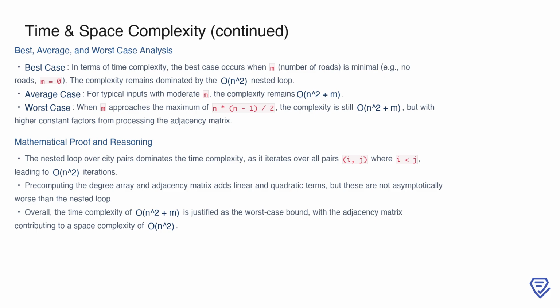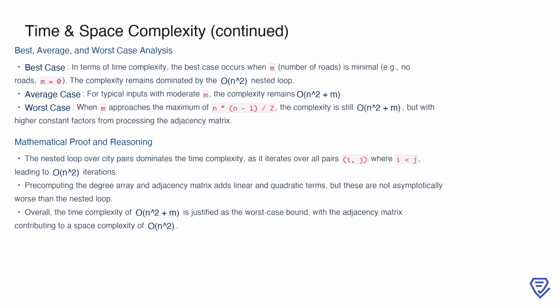In the best case, where there are no roads at all, m equals 0, the time complexity is dominated by the nested loop over city pairs, which is O(n²). For an average case, with a moderate number of roads, the complexity remains O(n² + m). In the worst case, when the number of roads approaches the maximum possible value of n(n-1)/2, the time complexity is still O(n² + m). However, the constants involved in processing the adjacency matrix may make this scenario more computationally expensive.